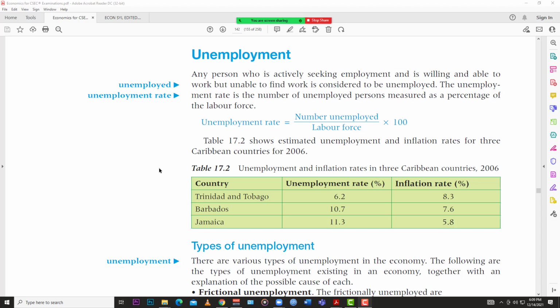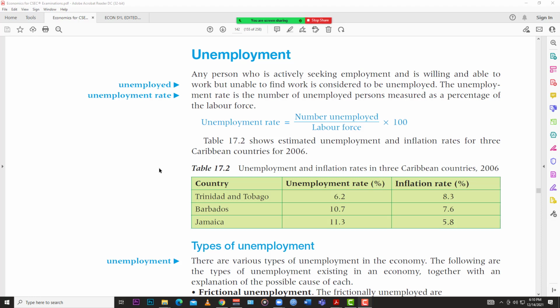Now, to define unemployment, you define it in this way. Any person who is willing and able to work and is actively trying to find a job, they are considered unemployed. So any person who is actively seeking employment and is willing and able to work but unable to find work is considered unemployed. That is unemployment. Anybody who is actively seeking a job and they are willing to work but they just can't find a job, those are who we consider unemployed.